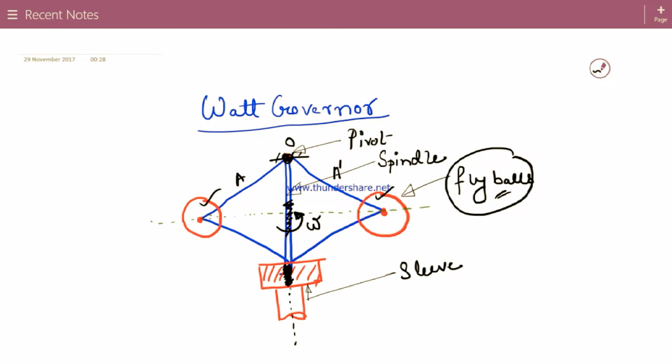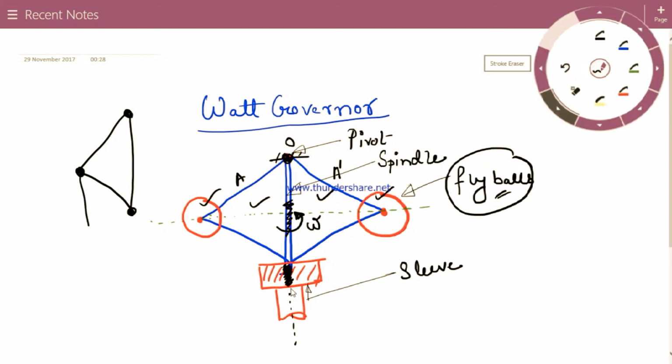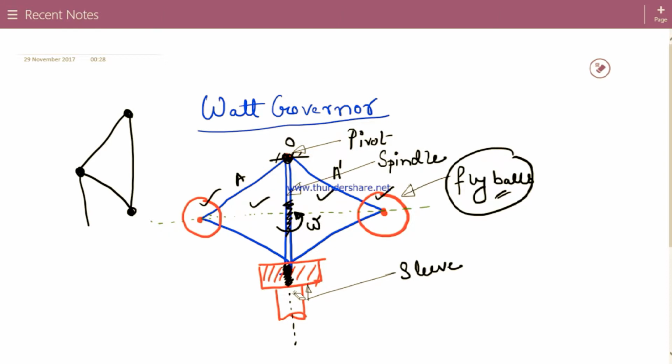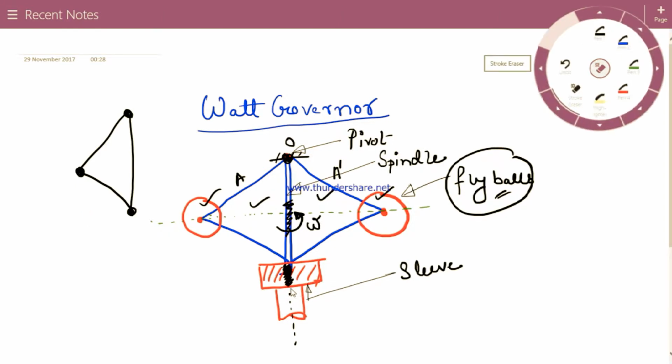Since it's a symmetrical mechanical equipment, we can study either side of it, either the left side or the right side. Suppose we take this as the left side. Since this is a fly ball with mass, it will have a weight.